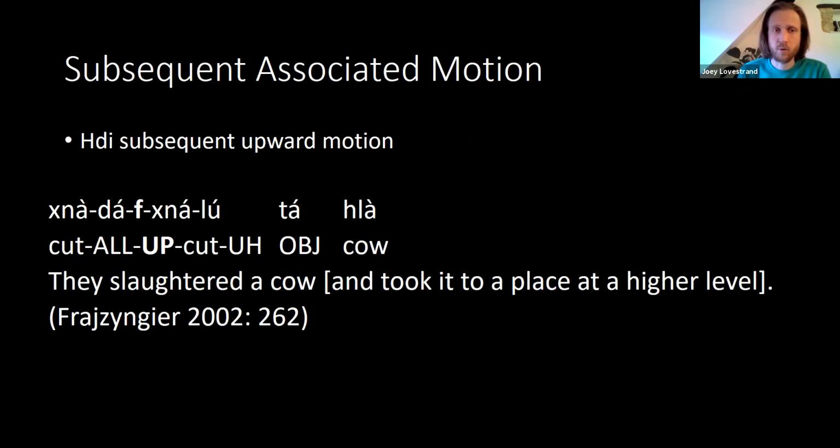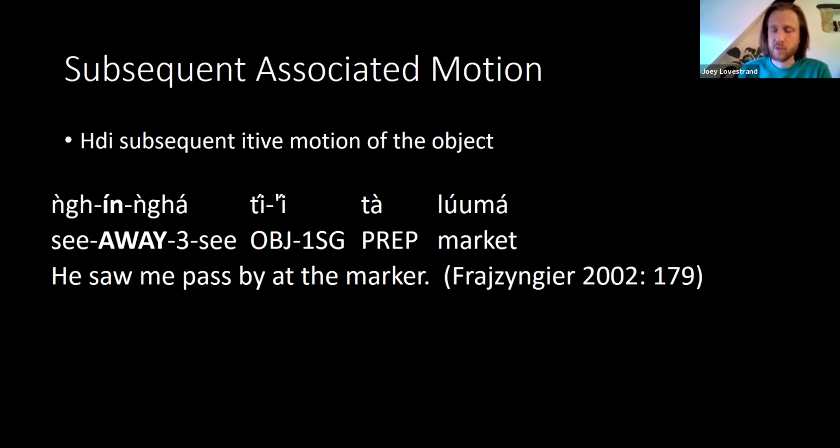So first looking at the subsequent upward motion, this is the example given in Frajzyngier. This is not discussed in a lot of detail, but here we have the verb cut, which appears to be followed by an allative suffix and then an upward directional suffix. The interpretation given is that they slaughtered a cow and took it to a place at a higher level. So that would be a subsequent motion upwards after the act of cutting. And this is the example given of potentially a subsequent itive motion of an object. Here we have another directional, this one glossed away, and the verb see. The interpretation given is he saw me pass by at the market, but this could also be reframed as he saw me and then I left and I went away. So motion away after the event of seeing.